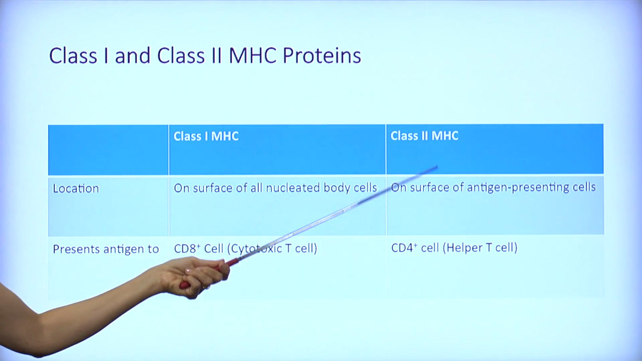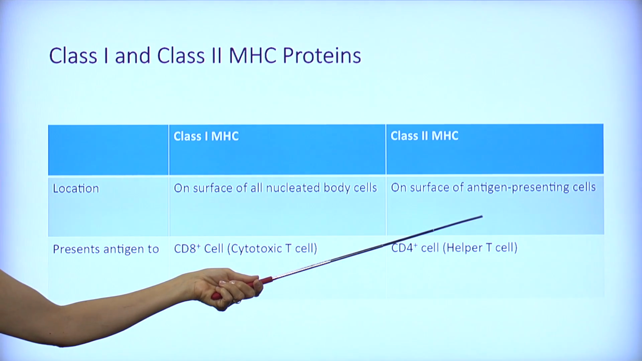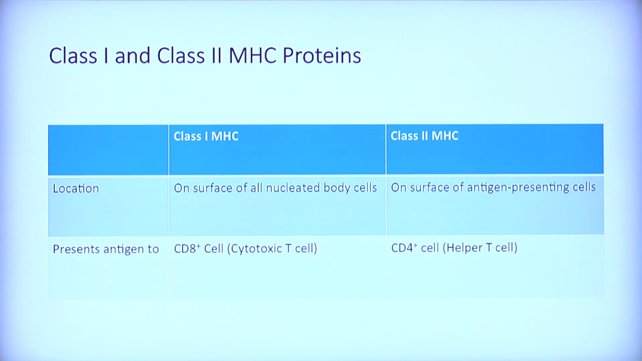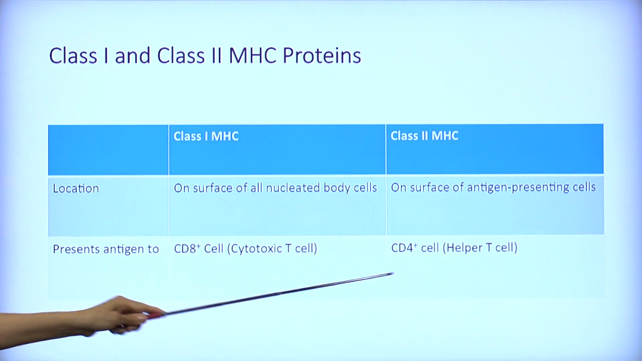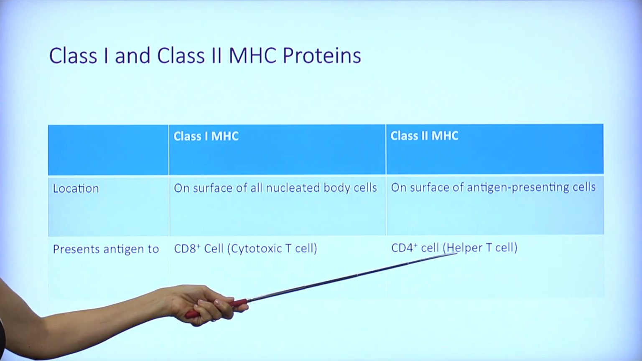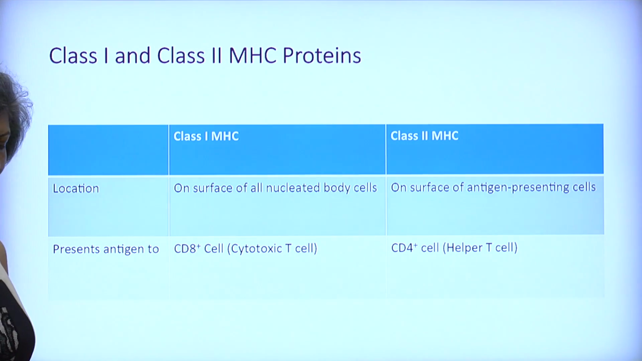MHC class 2 is on the surface of all antigen-presenting cells. Macrophages and dendritic cells are examples of those cells. The presentation on MHC class 1 is going to be recognized by the CD8 or the cytotoxic T cell. It's going to be attracted, launch its attack. On MHC2, the helper T cell is who recognizes and will launch the attack.